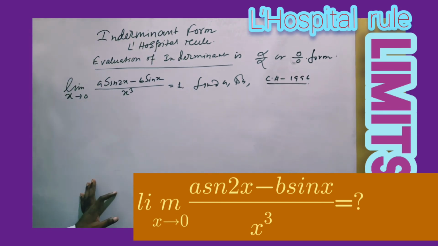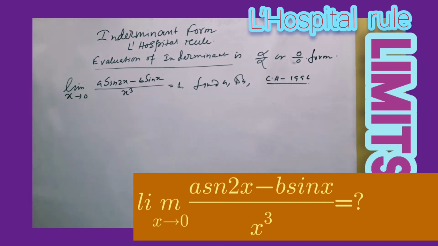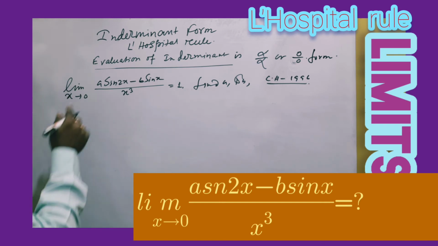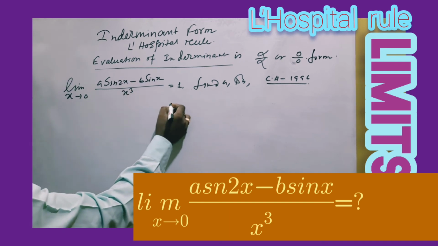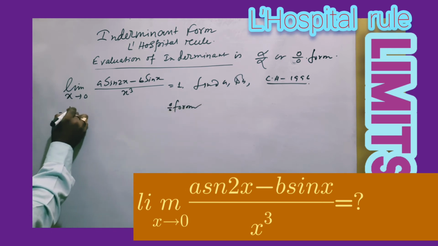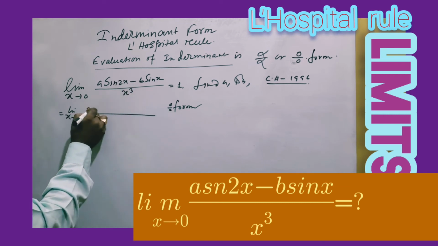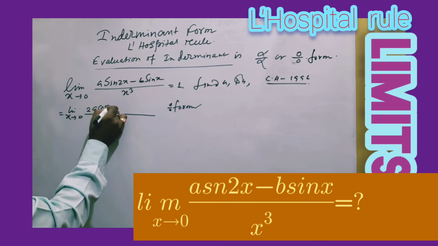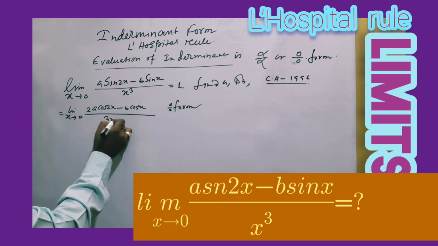This is the Calcutta University honors 1996 problem. So now let's start the solution here. So see, this is 0 by 0 form. So 0 by 0 form, so apply the L'Hospital rule. Limit x tends to 0. So differentiate: 2a cos twice x, b cos x, and 3x square.